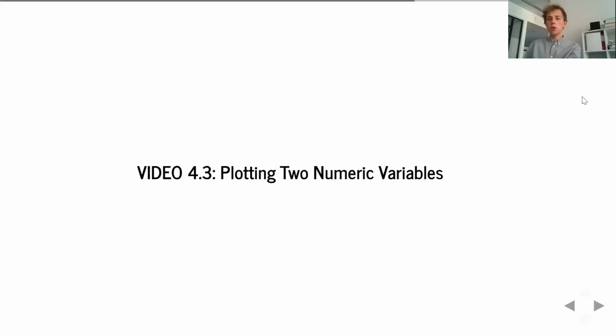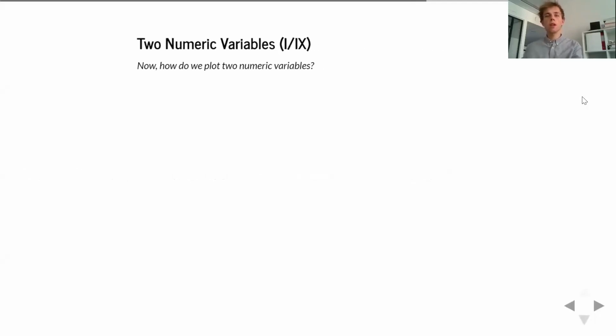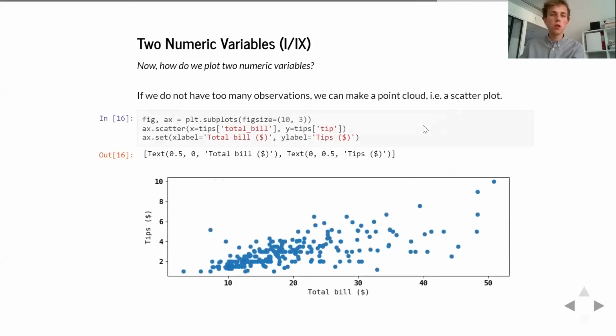In this video, I'm going to show you how we can plot two numeric variables against each other. So how do we plot two numeric variables? Obviously, there are many ways that you can do this, but one way, at least if you don't have too many observations, is that you can make a scatter plot. So how do you do that?